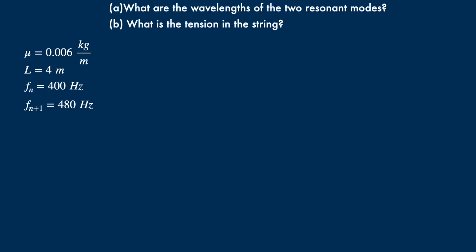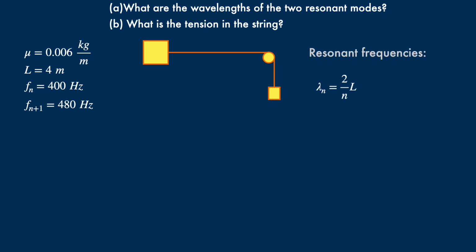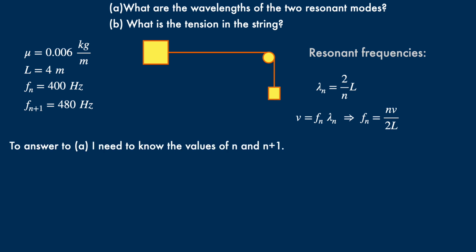So let me first write down all the data for these problems: the mass density, the length, and both frequencies. And let's try to solve for the first part. So we know that the resonant frequencies satisfy these relationships, for the wavelength and for the frequencies, where v is the velocity and f sub n is just the frequency sub n. And because there is no intermediate frequency in this case, one of the frequencies is f sub n and the other one is f sub n plus 1, and we just extend for those particular cases, n and n plus 1, the general expression of these resonant frequencies.